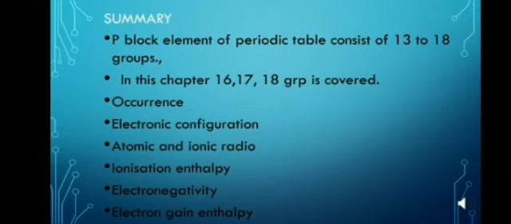Next is the electronegativity. Electronegativity decreases down the group. Oxygen has the highest electronegativity next to fluorine among all the elements. Halogens have very high electronegativity. Now electron gain enthalpy. In the group 16 and 17, electron gain enthalpy becomes less negative down the group. However, in group 16, oxygen has less negative electron gain enthalpy than sulfur due to its small atomic size. This is important. That also we have discussed.